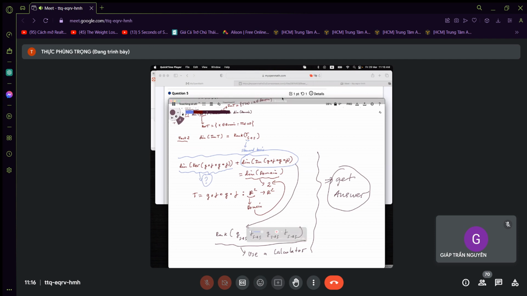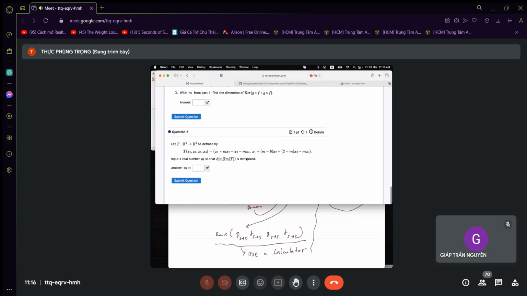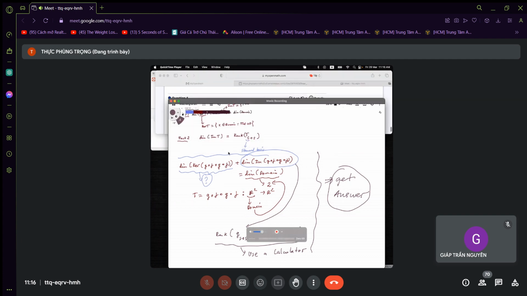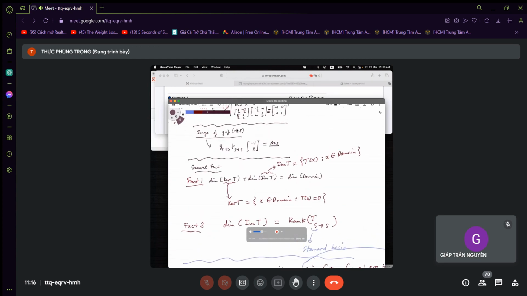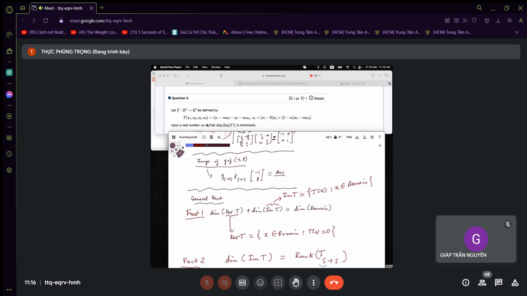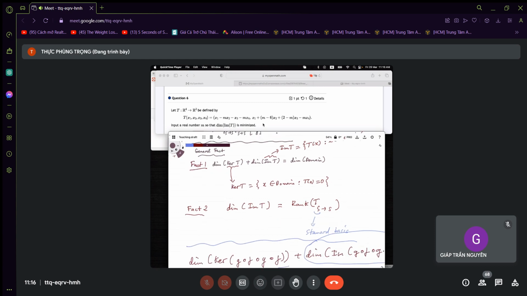Now let me do the last question and then we end the class. The last one is also from this: you find M so that the dimension of the image is as small as possible. The dimension of the image is equal to the rank of the matrix. So for this question, you only need to find M so that the rank of the matrix is minimized, right? So let me do that question also.